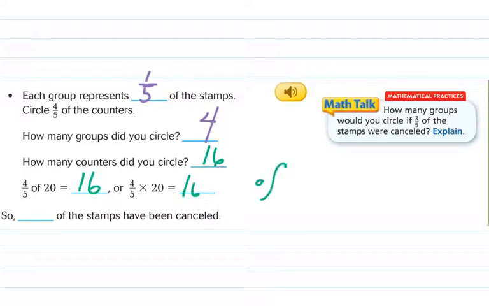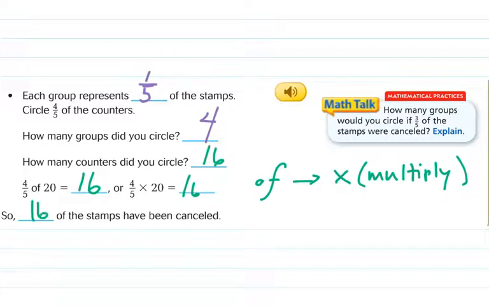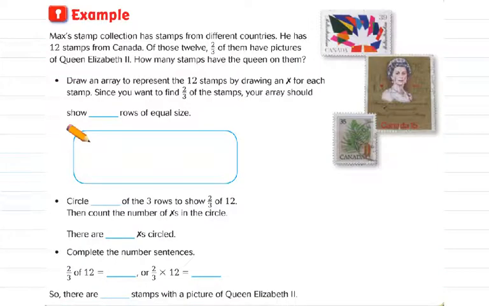And boys and girls, when you're hearing that word of, you need to start thinking as a math detective that it means to multiply. So 16 of the stamps in her collection have been canceled. And remember, when they cancel stamps, it just means that they can't be used again. So we're going to go on to the next example.